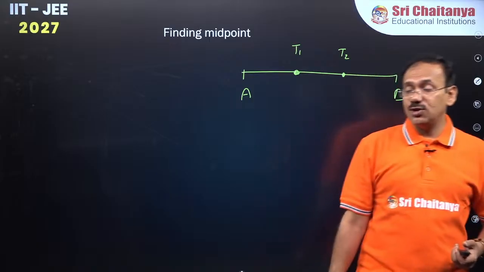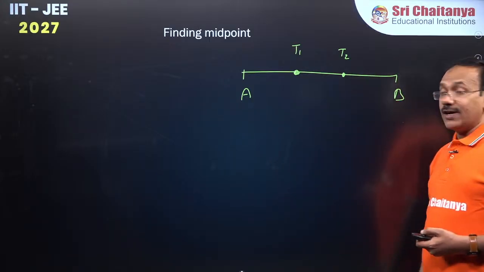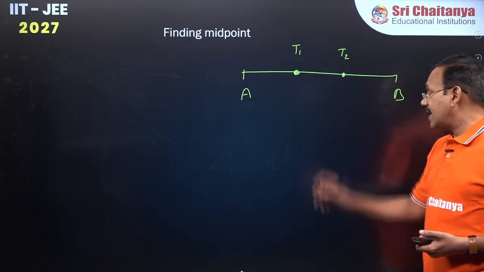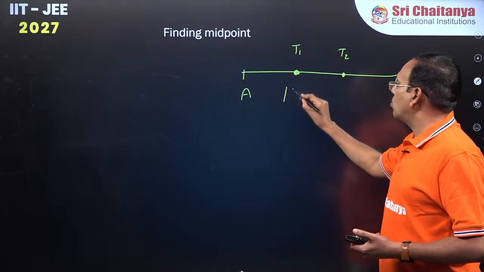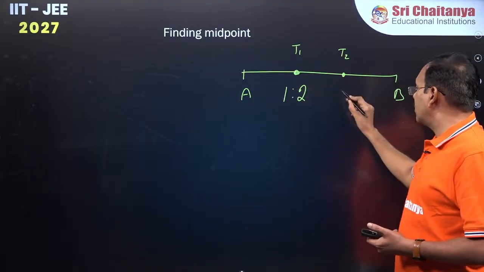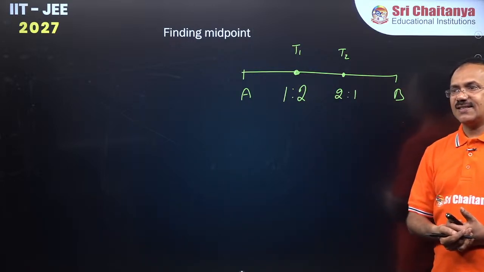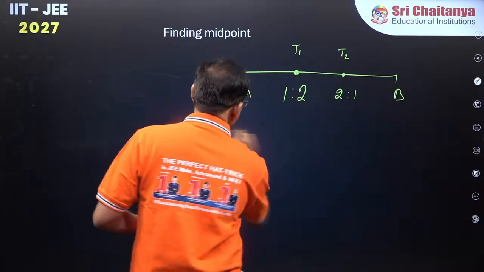In what ratio T1, T2 are dividing AB? Can I get the answer? Yes, you see, if this is one part, this is 2 parts, it is going to divide in the ratio 1:2, and it is going to divide in the ratio 2:1. Correct?